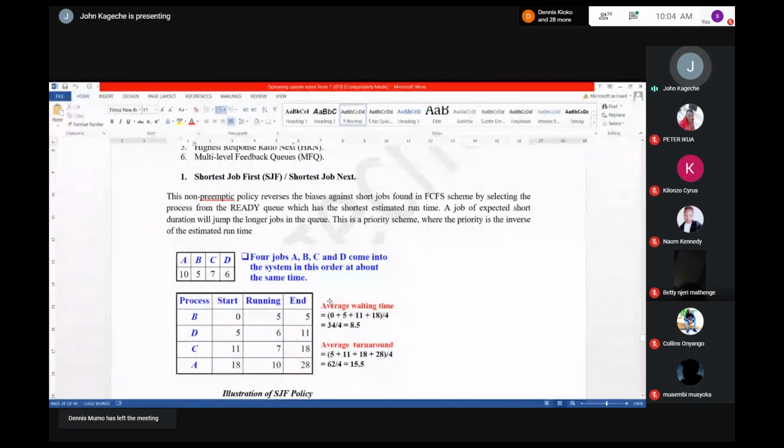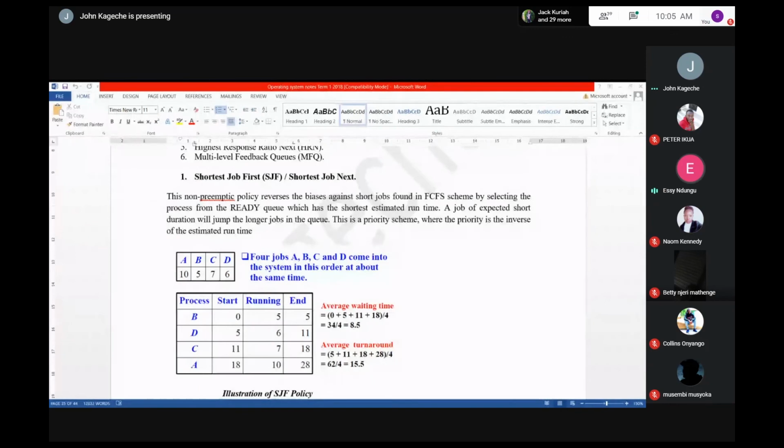Now, when you're calculating the average waiting time, you base it on the start time of every process. Process B will start at 0. Process D will start at 5. Process C will start at 11. Process A will start at 18. Now, what is the average waiting time for these processes? Calculate it using now the start time of these processes.